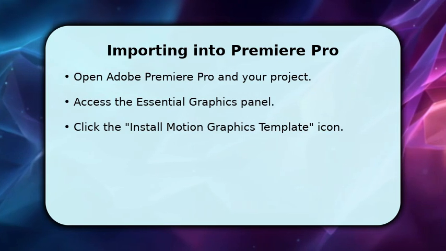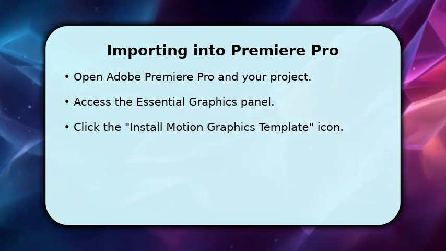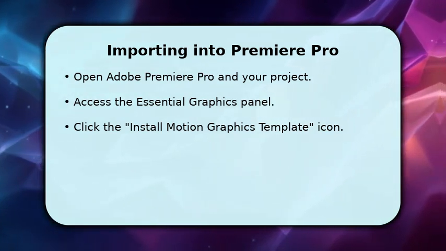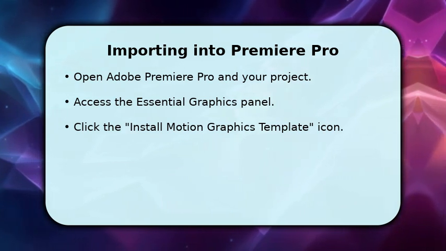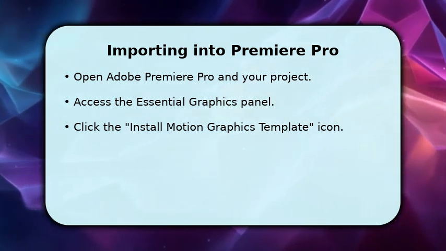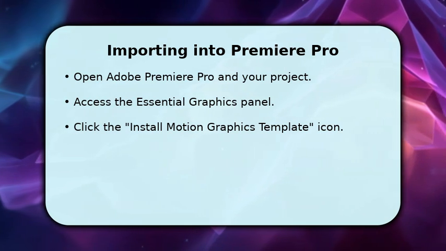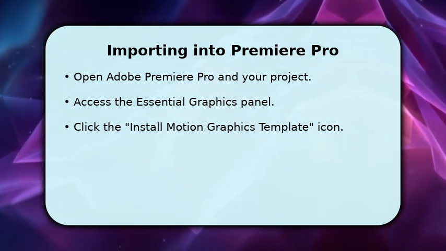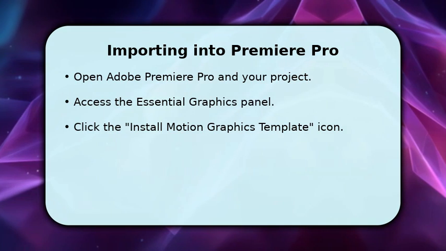Next, open your Premiere Pro project. Go to the Window menu and select Essential Graphics to open the panel. At the bottom right of this panel, you'll see a small icon that looks like a box with an arrow pointing down. Click this icon to install Motion Graphics template.